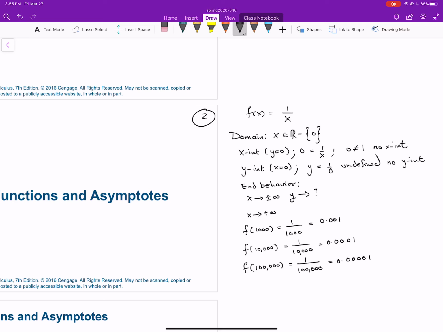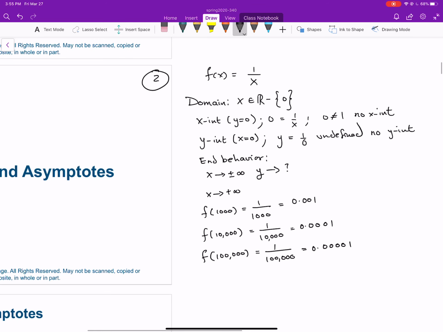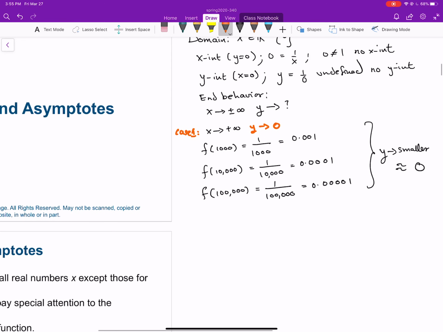You can see the trend that is happening as x is getting bigger. It looks like all the y values are getting smaller, approaching 0. So we can say that as x approaches positive infinity, y is approaching 0. All right, let's call this case 1. Now let's look at case 2.